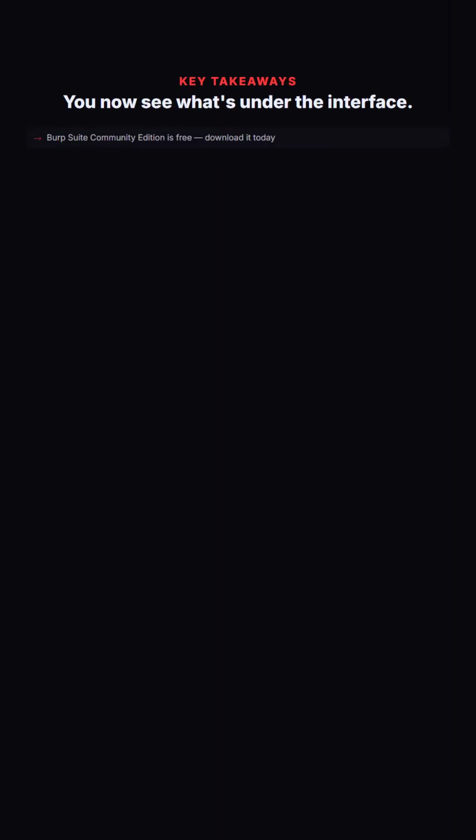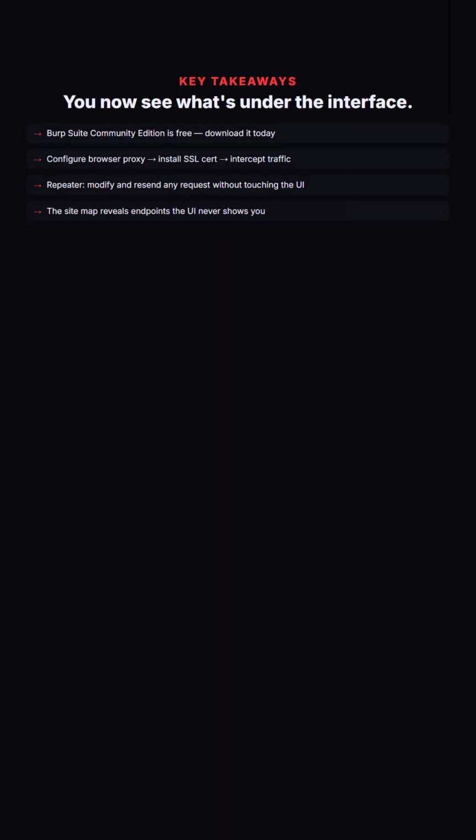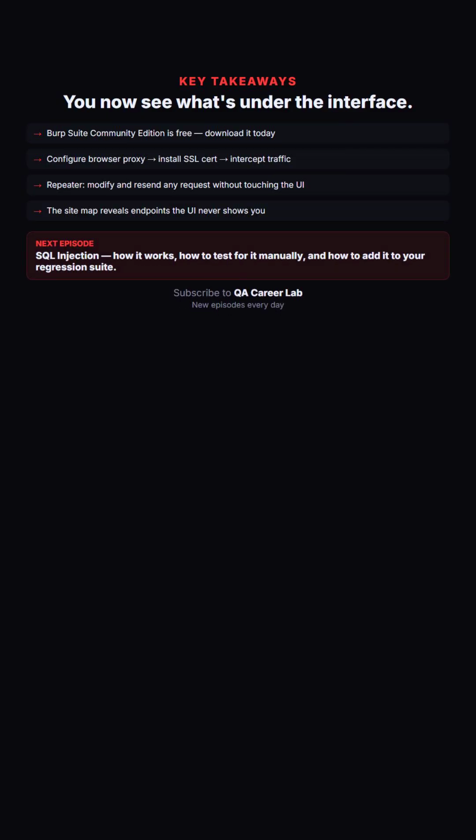Let us recap what we covered. Burp Suite Community Edition is a free proxy-based security testing tool. It sits between your browser and your application, letting you intercept, read, and modify every HTTP request and response. To set it up, install Burp, configure your browser to proxy through localhost 8080, and install Burp's SSL certificate to intercept HTTPS traffic. The Proxy tab captures live traffic as you browse. Use it to find interesting requests to investigate further.